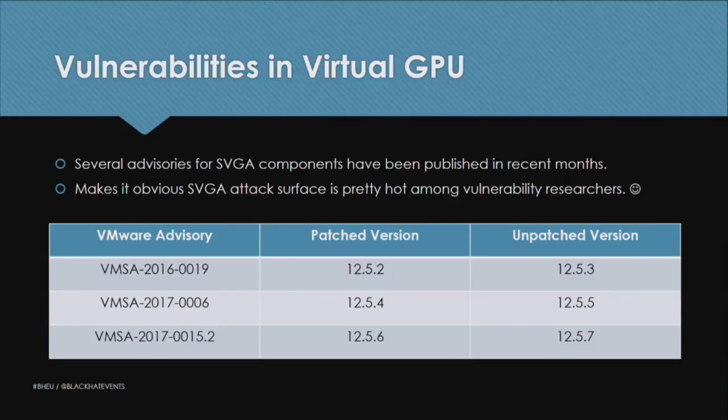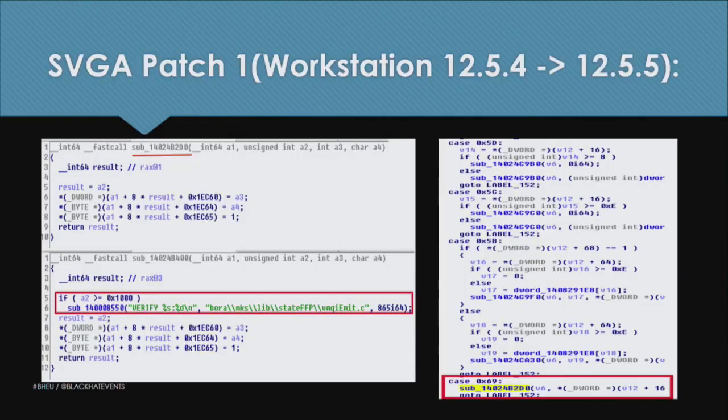Now we are going to take a quick look at some of the vulnerabilities that have been patched in VMware Workstation shaders. These are some of the advisories that fixed some shader related issues. We're going to discuss a couple of them. This is one of the patches that we noticed when VMware 12.5.5 was released.